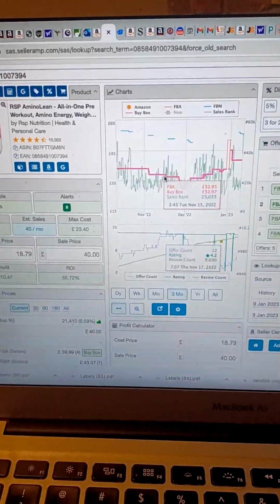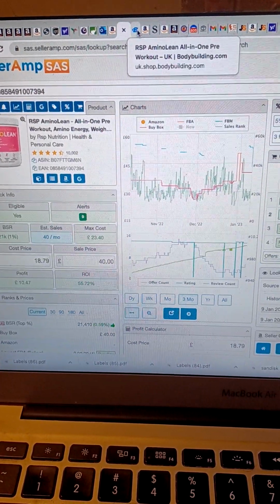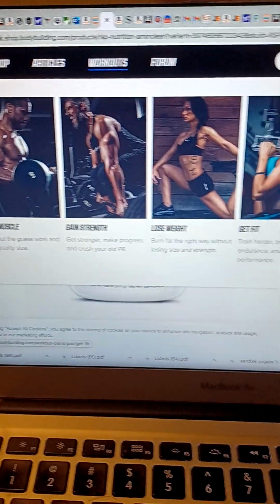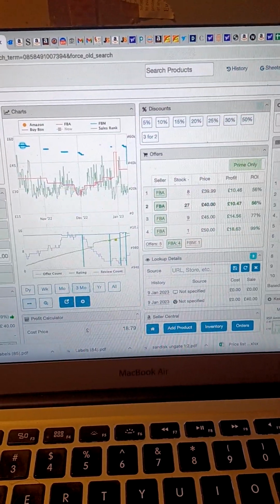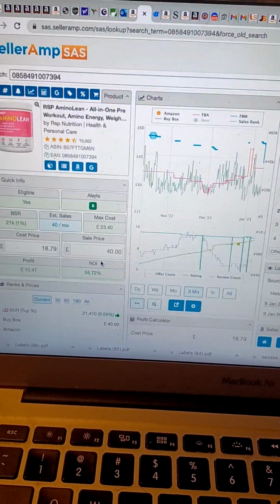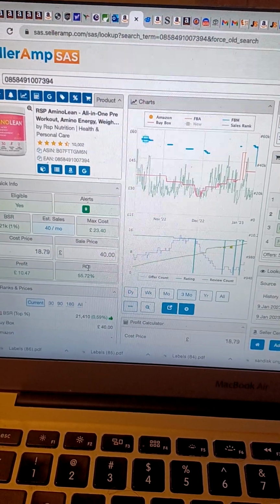But yeah, now this is how I take a product and reverse source it. Now, some people will do it the other way and put £18. They'll find the item, they'll just bang £18.79 in here, go 40 quid, happy days, have a little scroll through. But I prefer to do it that way.